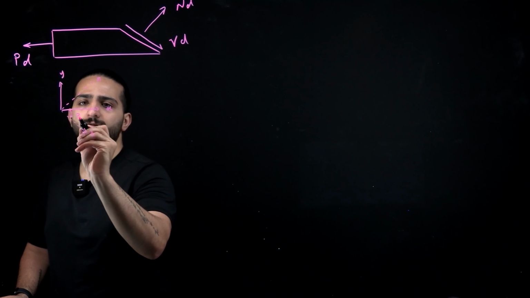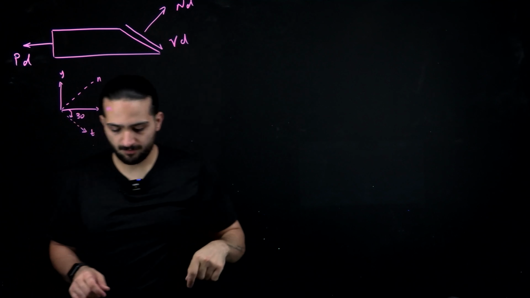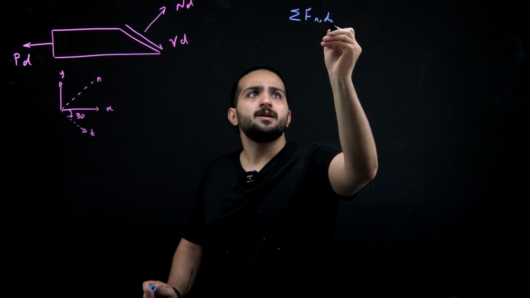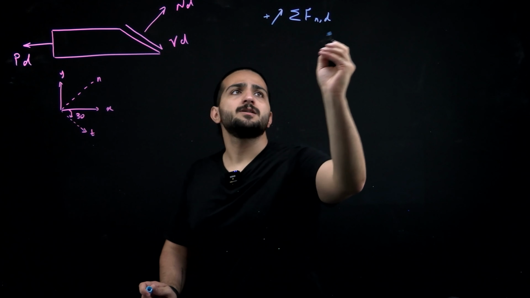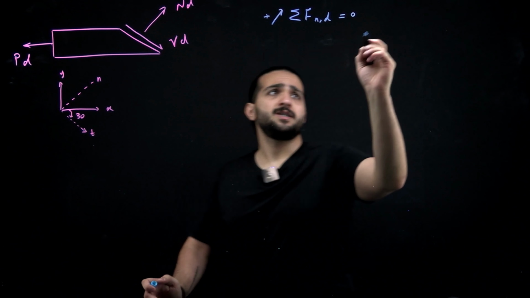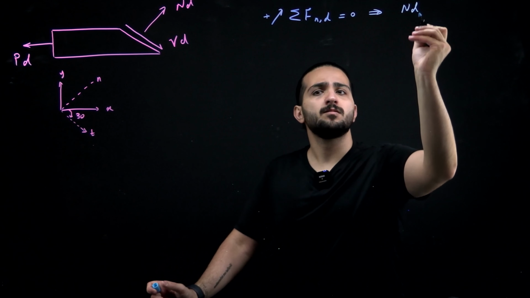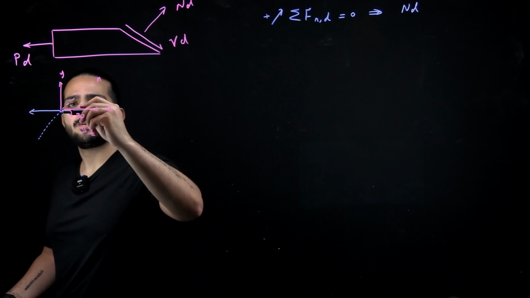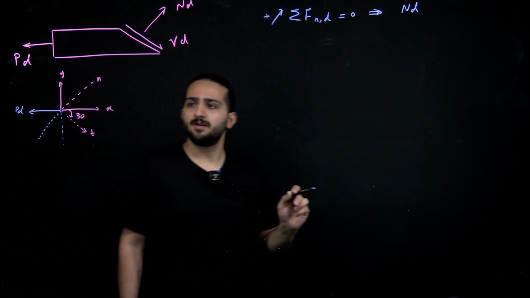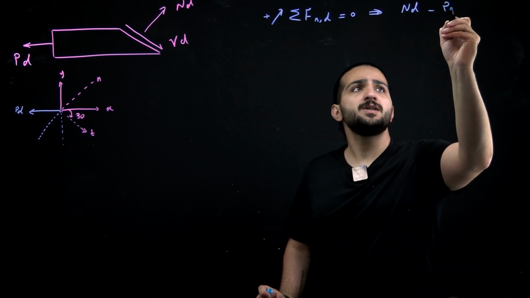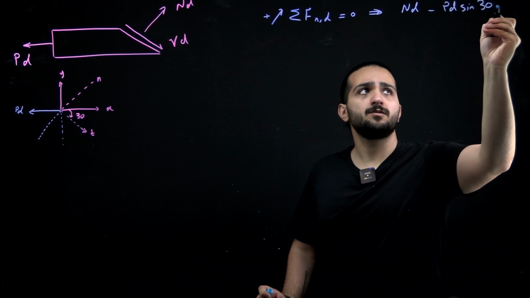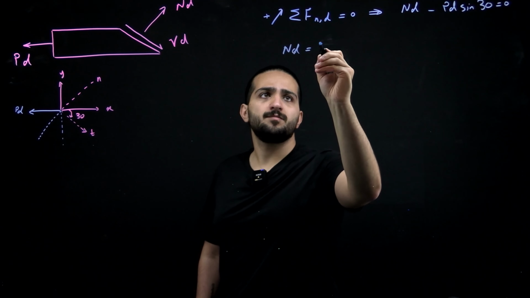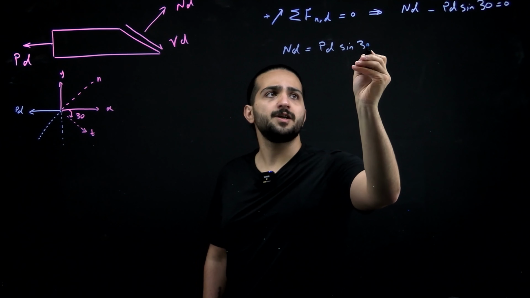This is 30 degrees. So if we write the equation of equilibrium in the N direction, we can say sigma F N in this direction is equal to 0. So ND minus, this is our PD, and this is going to be PD sine of 30 degrees minus PD sine of 30 is equal to 0. So ND is PD sine of 30 degrees.